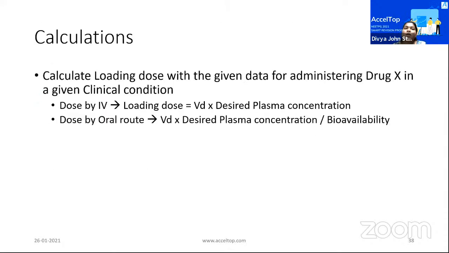So there are multiple possible questions that can happen, and one such is your calculations. They'll give you data and ask you to calculate loading dose with a given data for administering a drug X in a given clinical condition. For giving a loading dose via IV, the equation is very easy. Loading dose is volume of distribution into desired plasma concentration. For an oral route, you will always have to divide it by the bioavailability.